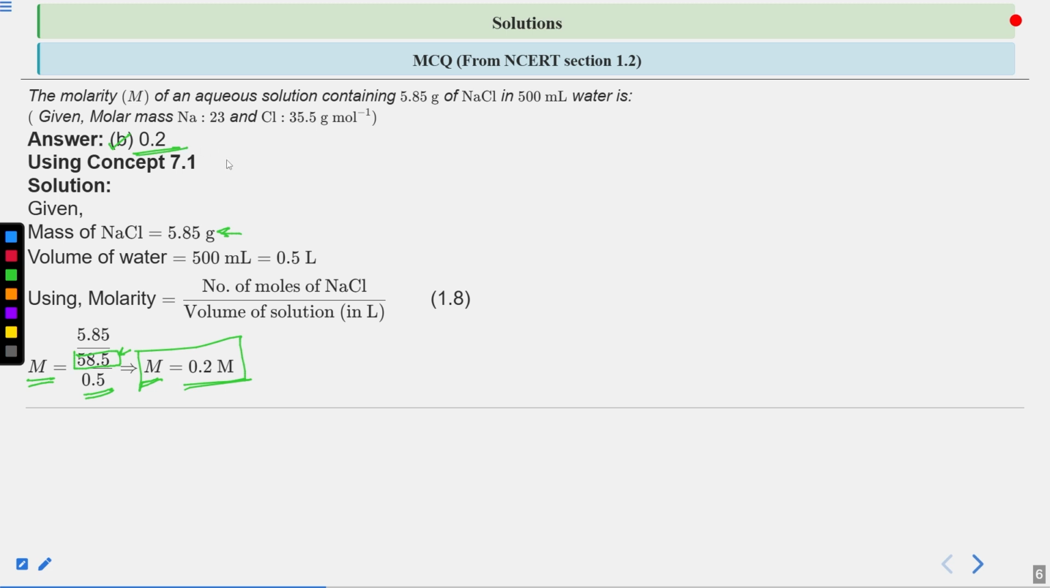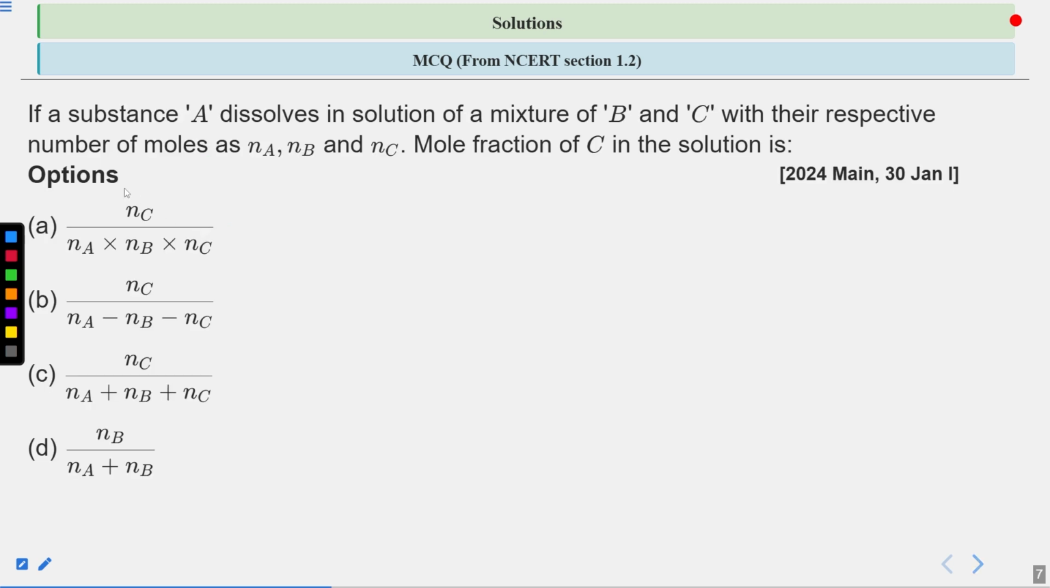Okay, let's move on to the next question. This next question is also from the NCERT section 1.2 in the solutions chapter. The question asks: if a substance A dissolves in the solution of mixture B and C with their respective number of moles as Na, Nb, and Nc.